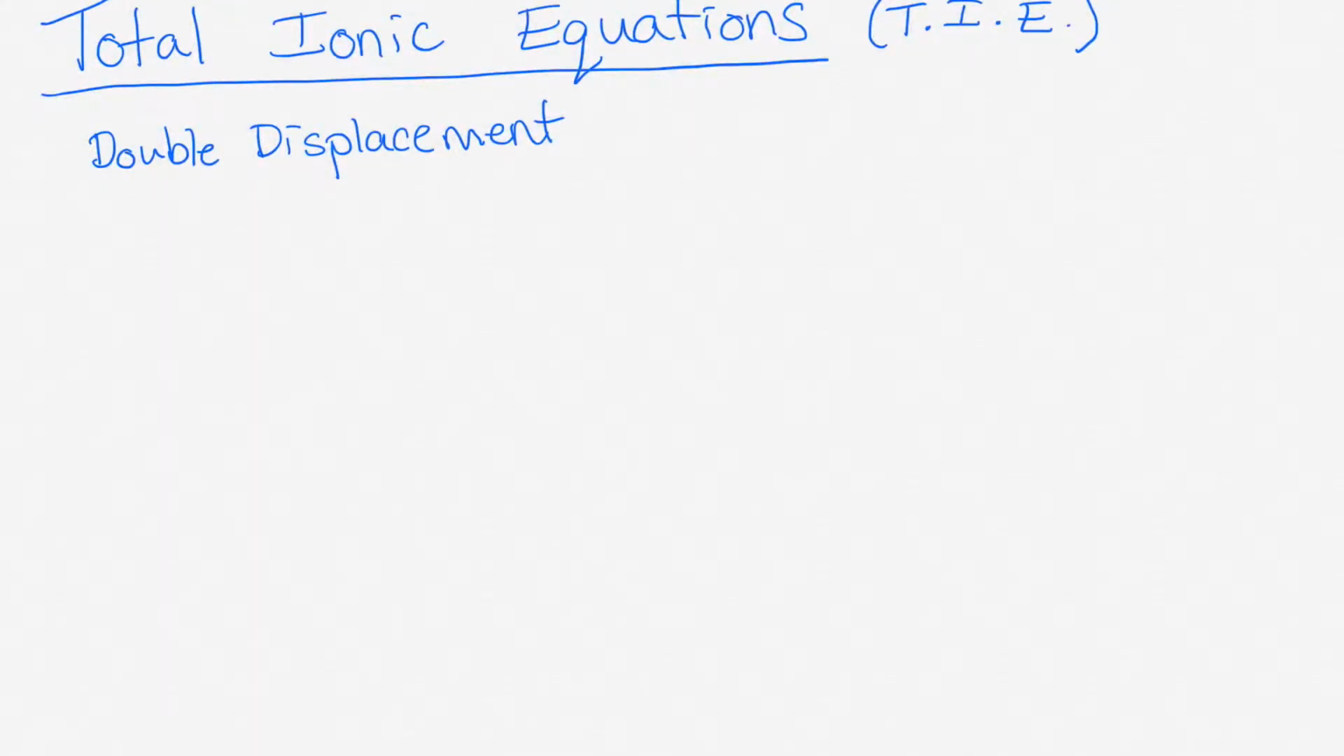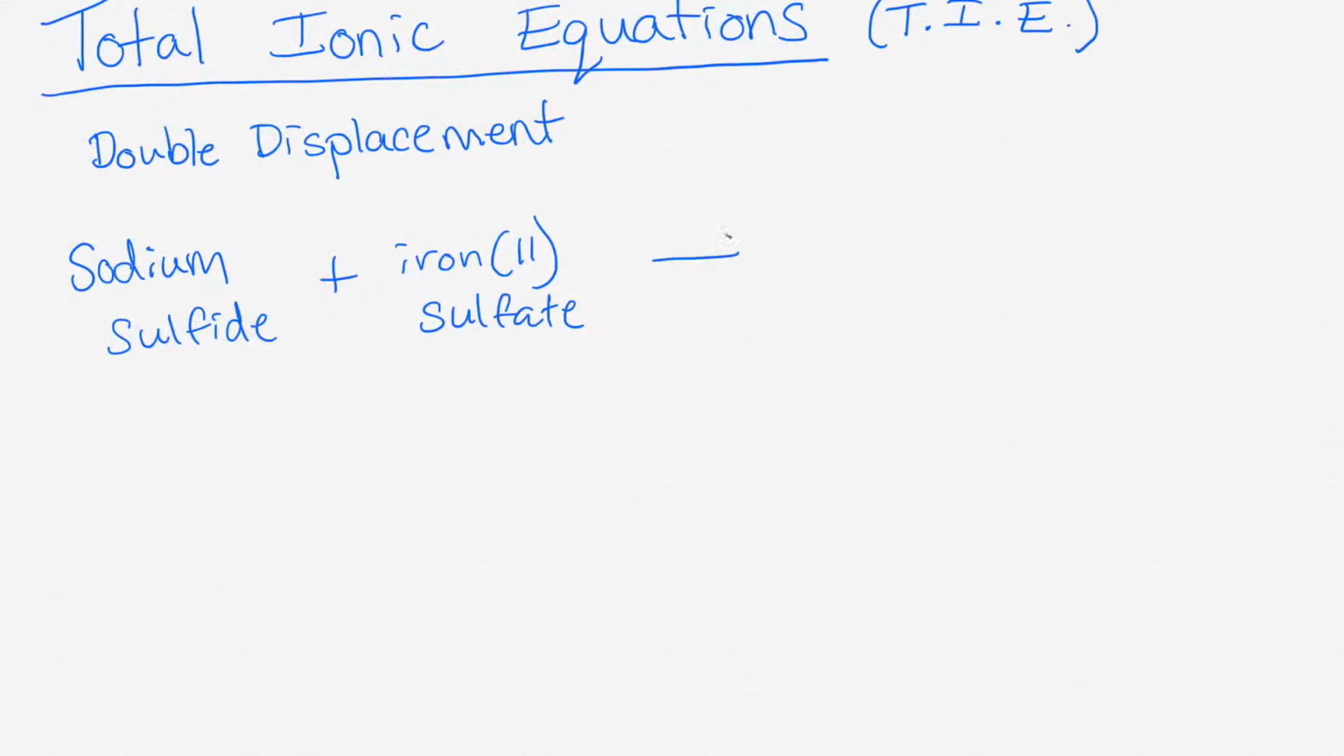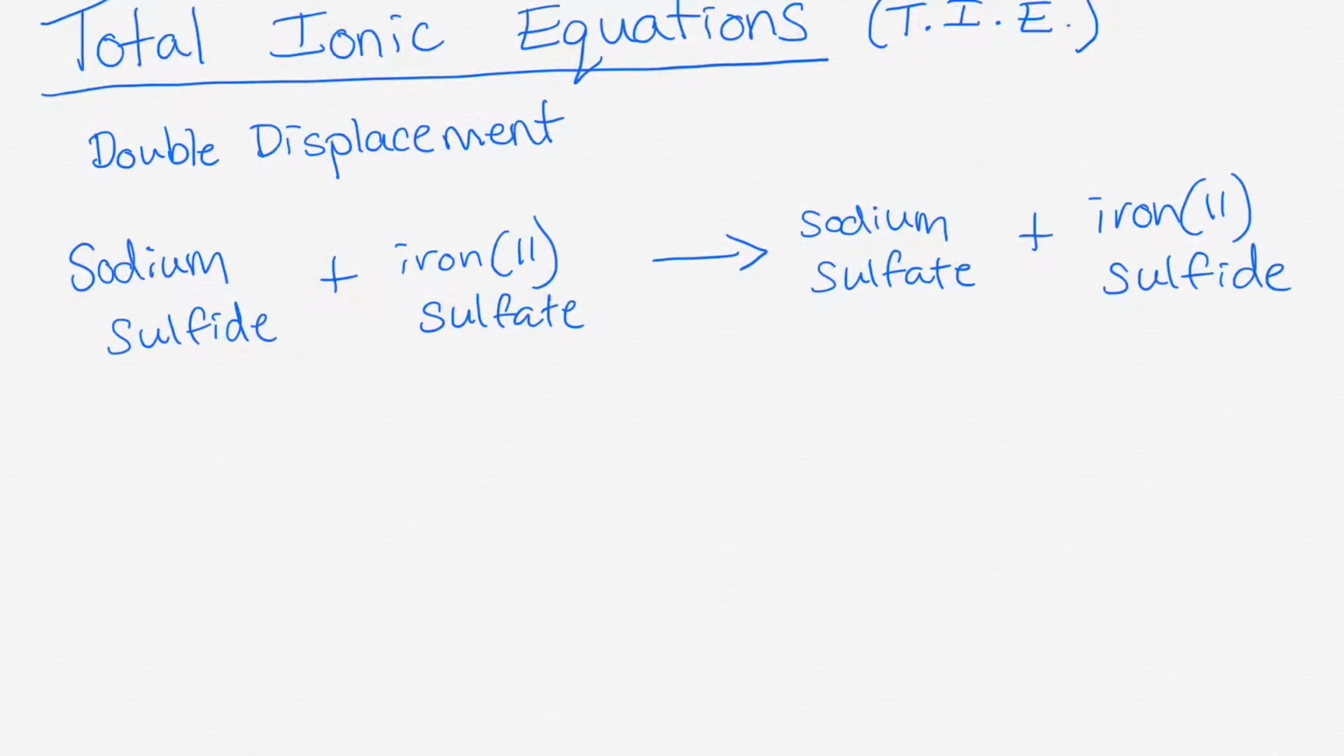reaction. So the first compound that I'm going to use is going to be sodium sulfide, and then I'm going to react that with iron 2 sulfate and produce my products. So with this double displacement reaction, our products are going to be sodium sulfate and iron 2 sulfide.